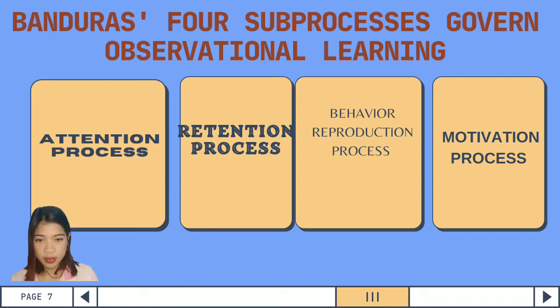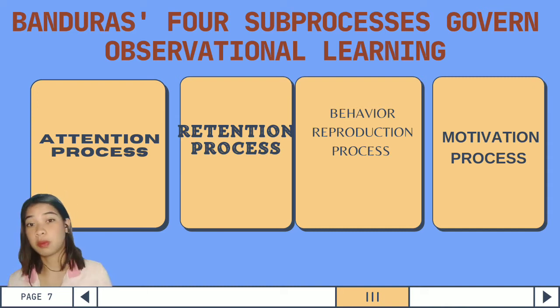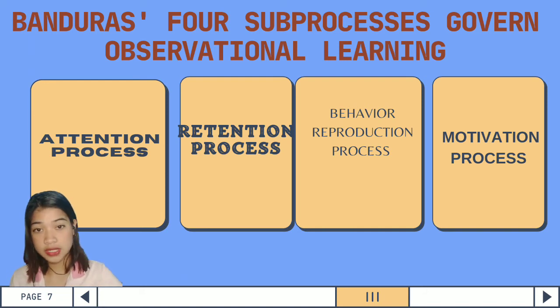The behavior production process is the third sub-process. During this process, the person translates the memory representation of the modeled action and turns it into physical action. Successful accomplishment of this process requires that the individual possess the physical capability to perform the modeled action.